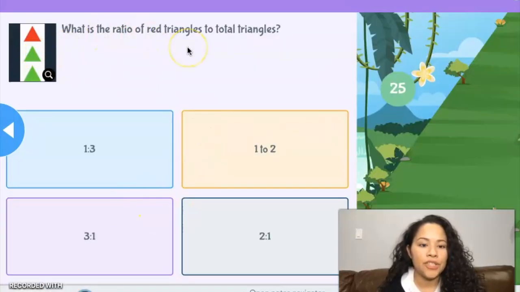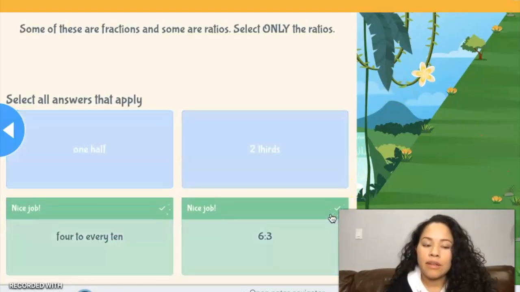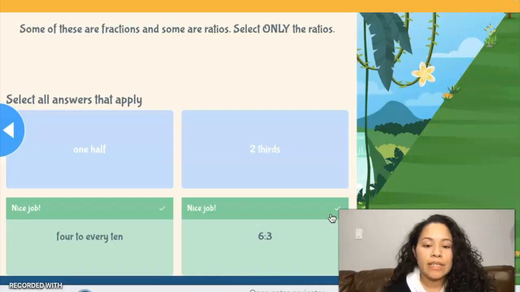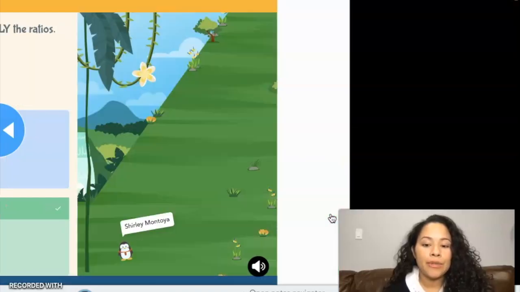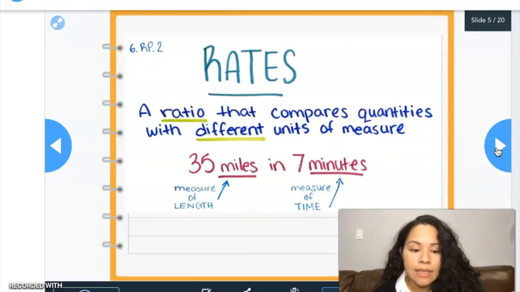What is the ratio of red triangles to total triangles? Go ahead, enter the question. Yep, so it is 1 to 3. You can have a ratio of part to part or part to whole, like we spoke about yesterday. Some of these are fractions and some are ratios. Select only the ratios. Excellent work. Although fractions and ratios can be written similarly, they are said differently and they represent different things. Excellent work, class. Now, today's lesson is about rates.